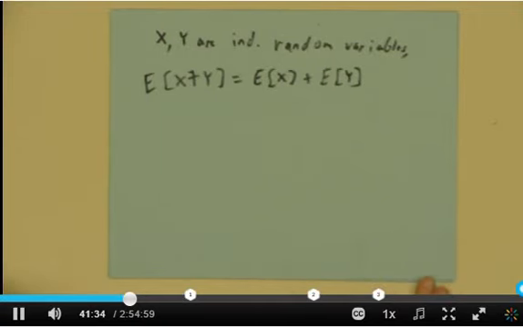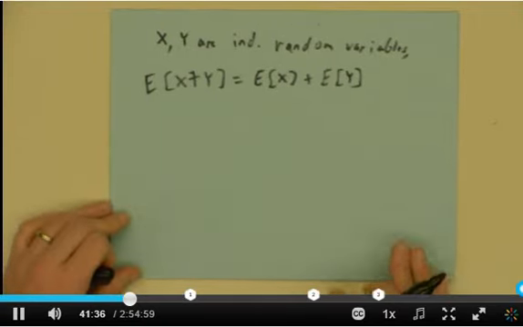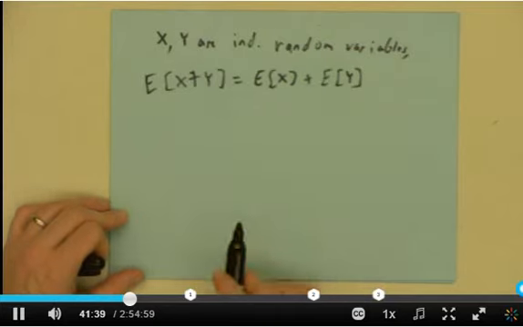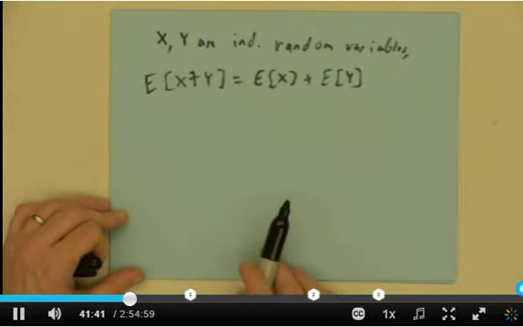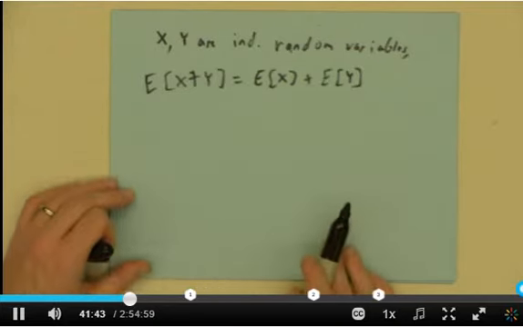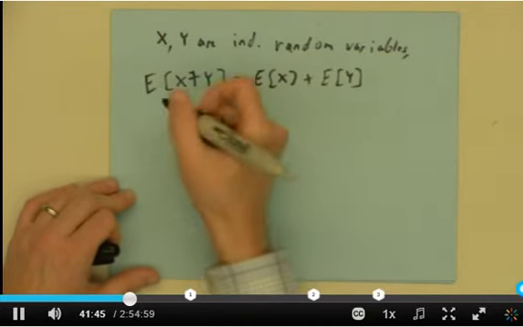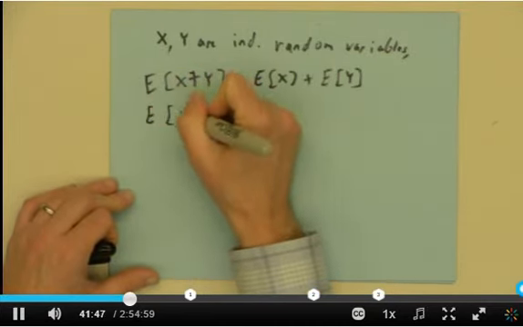So if I have two different things I'm adding together and I want to know what happens to their averages, well, their averages also add. That's a linear property. It's actually really, really nice. Works the same way with differences.